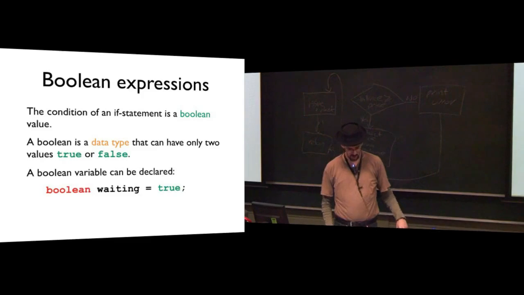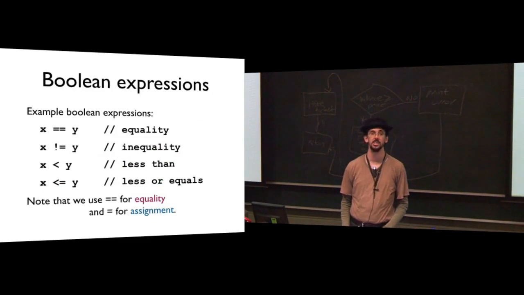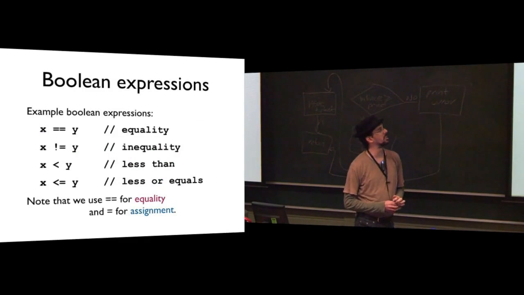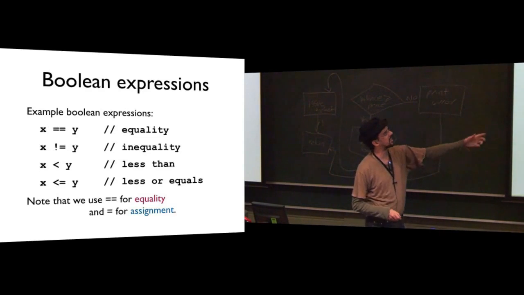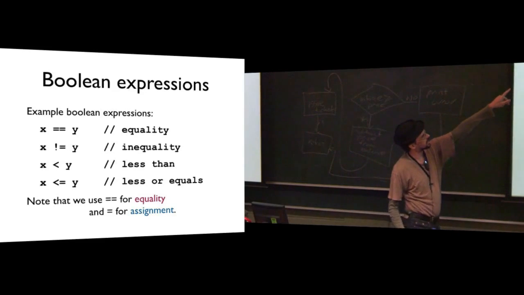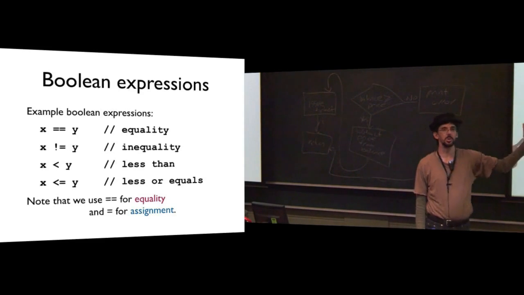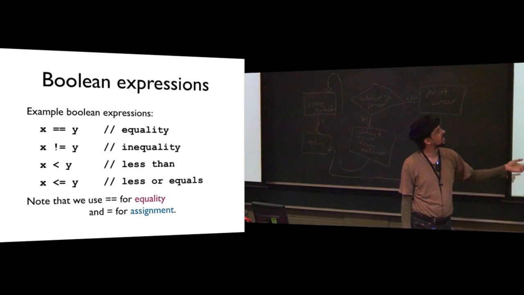The reason that we want Booleans is so that we can test things in our code. Just like there are integer expressions for addition and subtraction and multiplication, there are Boolean expressions for calculating things like testing whether two variables are equal. So x equals y is true if those two variables are equal, and it's false if they're not.